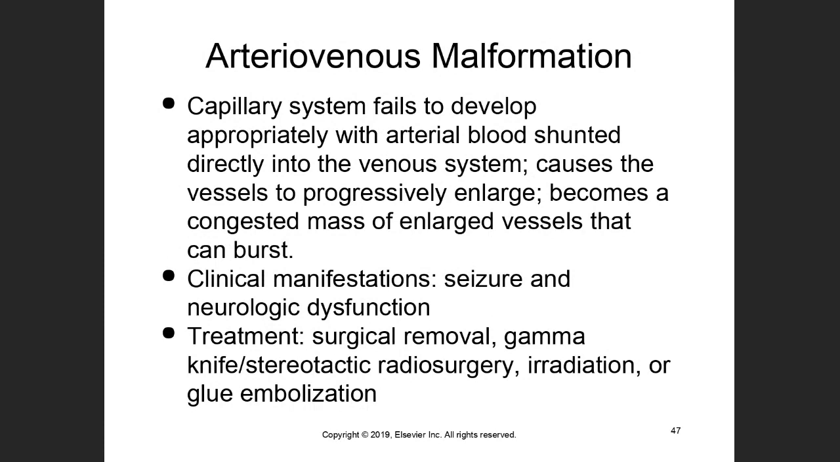Arteriovenous malformation: the capillary system fails to develop appropriately, with arterial blood shunting directly into the venous system, causing the vessels to progressively enlarge and become a congested mass, an enlarged vessel that can burst. Clinical manifestations: seizure and neurological dysfunction. Treatment: surgical removal, gamma knife, stereotactic radiosurgery, irradiation, or glue embolization.